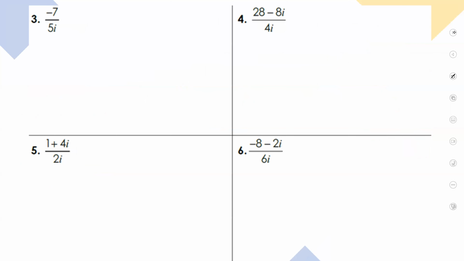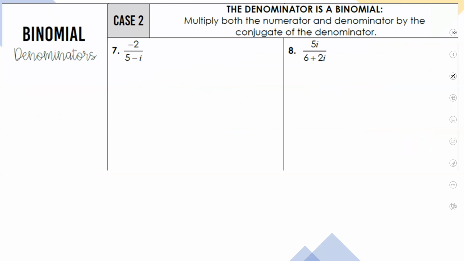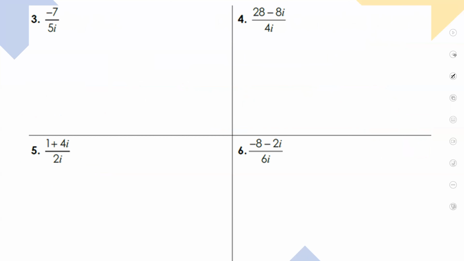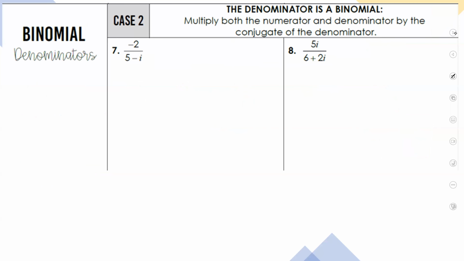Let's look at a more difficult case. So let me look at this one over here. We are going to do the complex conjugate. This time, guys, we have a binomial denominator. We have a real part and an imaginary part. So guys, whenever you have a binomial, bi means 2. We're going to multiply both the numerator and the denominator by the conjugate.